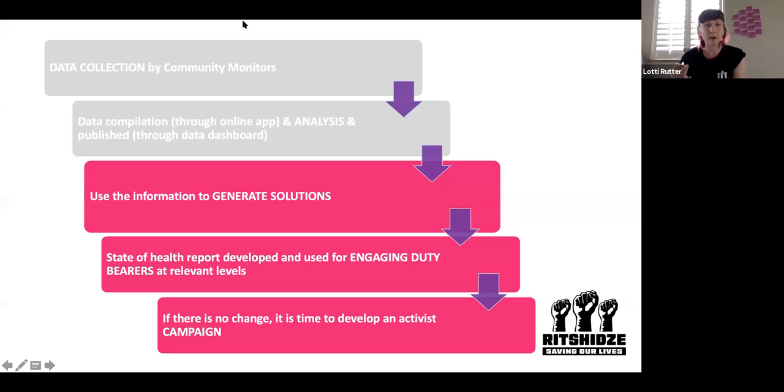So this is just showing, with the Richardson model, the process of the flow of the model. After the data collection, after the compilation of the data and analysis, we get onto the section of using that information to actually generate some solutions. And following the solution generation, we develop reports and other material in order to engage duty bearers. And from there, if no change occurs, then it's time to develop an activist campaign to push things forward. Next slide.